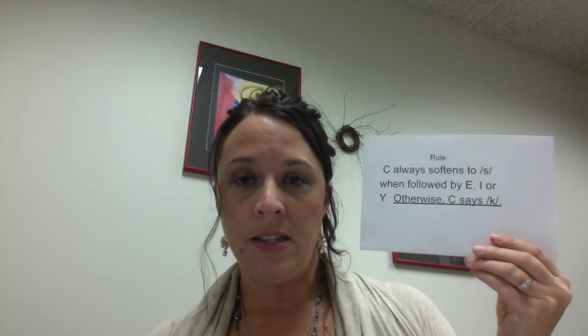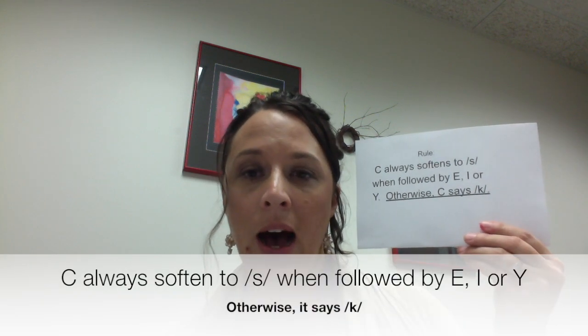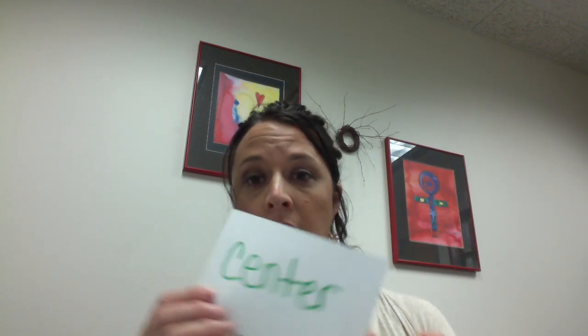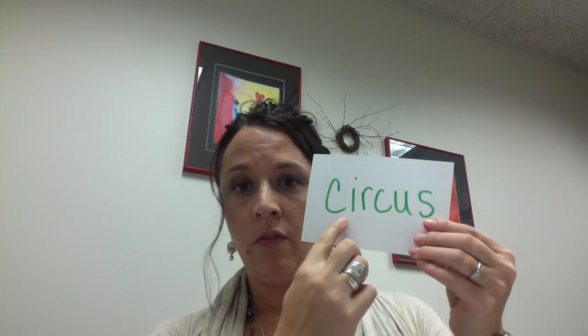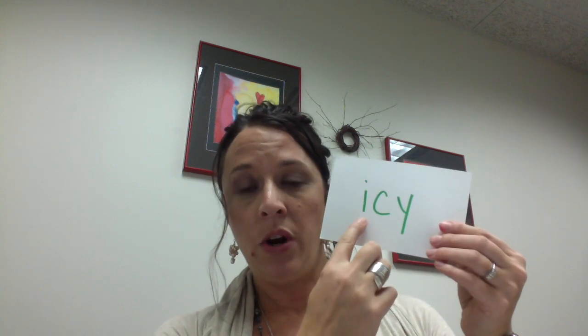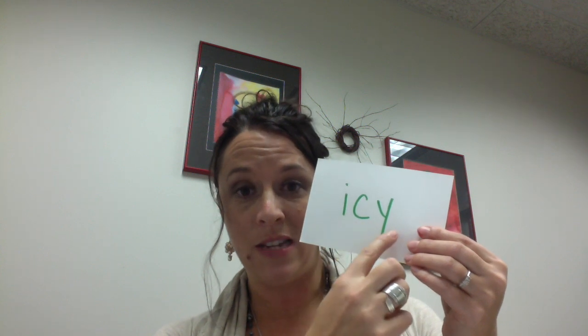The rule for C is that C often softens to s when followed by E, I, or Y. Otherwise, C says k. So for example, in the word center, followed by an E, softening it to s. In the word circus, followed by an I, so it says s here. Otherwise, it says the k sound. And such as the word icy, followed by a Y, so it's going to change to the s sound.